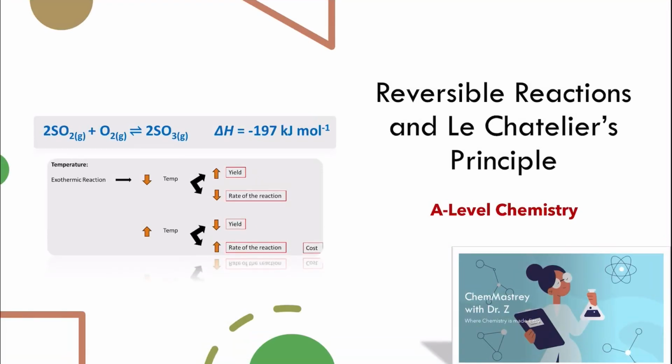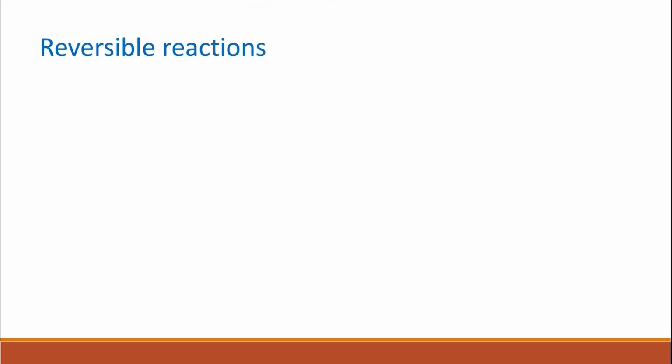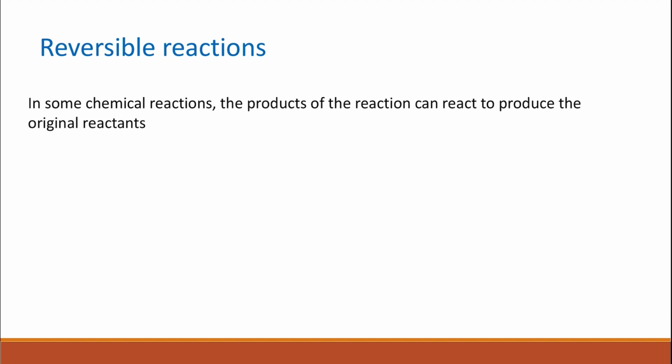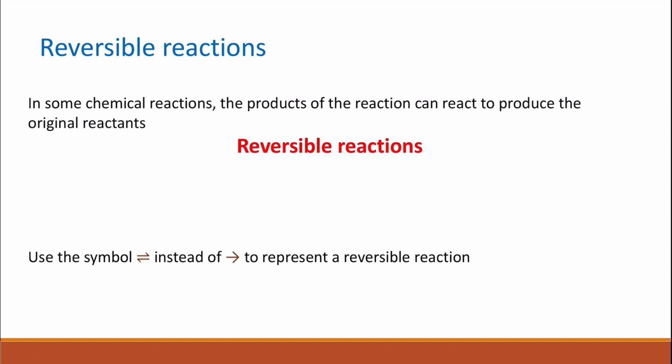In this video, I will explain what is meant by reversible reactions and equilibrium, and what Le Chatelier's principle is. Reversible reactions: in some chemical reactions, the products of the reaction can react to produce the original reactants. These are called reversible reactions.